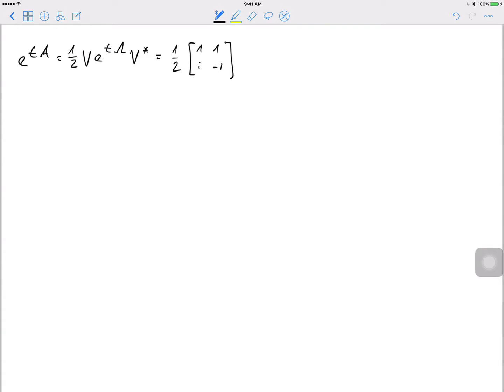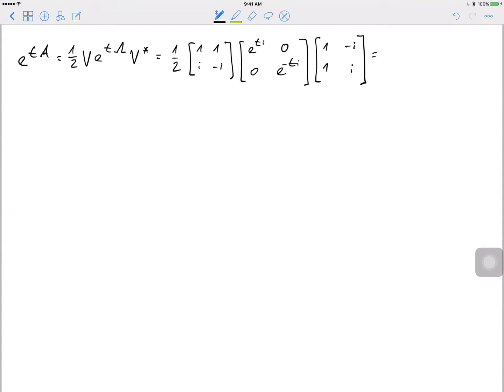Now, what is going to be the exponential? Well, we know that the lambda matrix is a diagonal, right? So this is going to be e to the power of ti, 0, 0, e to the power of minus ti, okay? And here is the conjugate transpose. So that is 1, minus i and 1, i. All right, everybody cool with that? Nice.